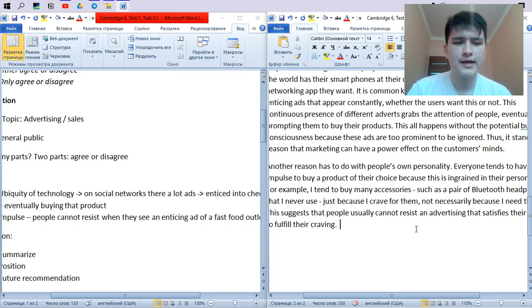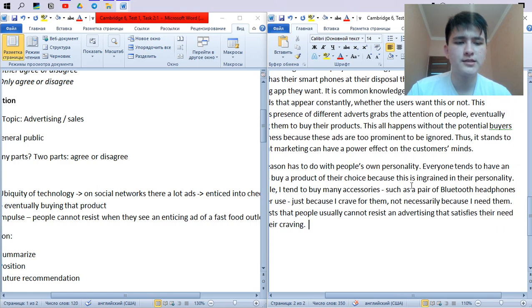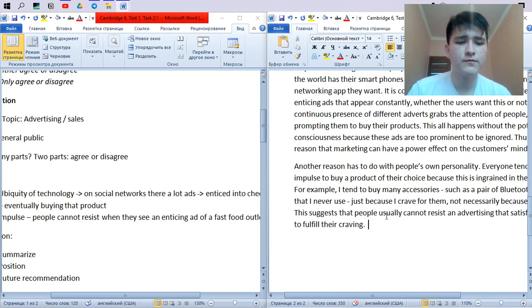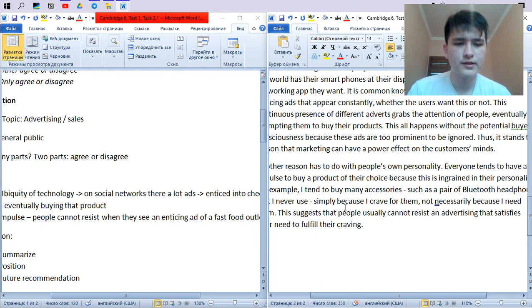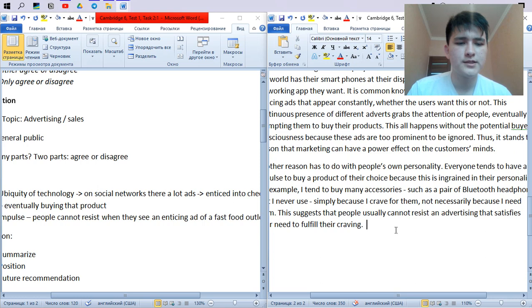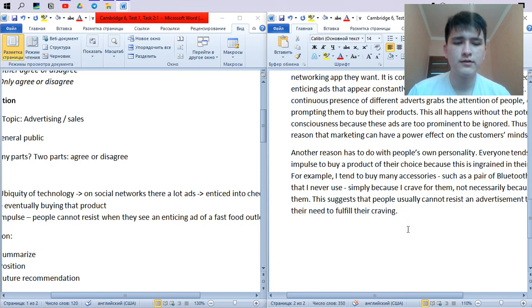Another reason has to do with people's own personality. Everyone tends to have an impulse to buy a product of their choice because this is ingrained in your personality. For example, I tend to buy many accessories, like a pair of Bluetooth headphones that I never use, just because I crave them. I think simply would be better: because I crave them, not necessarily because I need them. This suggests that people usually cannot resist an advertisement that satisfies their need to fulfill their craving.